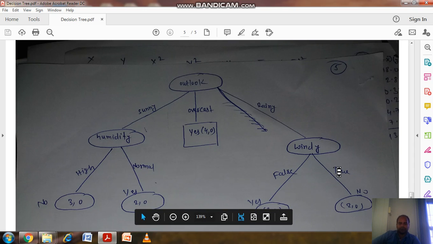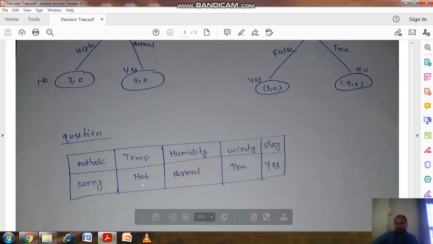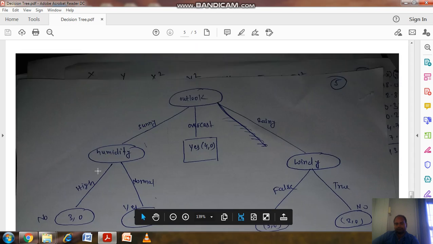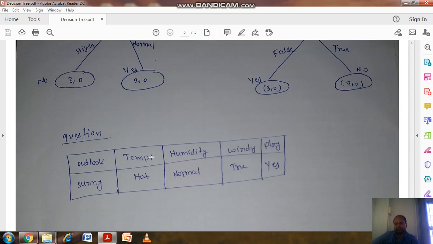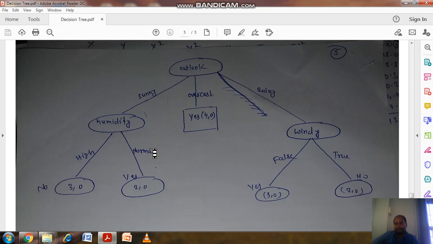I hope all of you understood. And by looking at the decision tree, we have to answer this case: if outlook is sunny, temperature is hot, humidity normal, windy true, then will the game be played or not? So let us start with the outlook. Outlook is sunny, so we move to the left hand side.